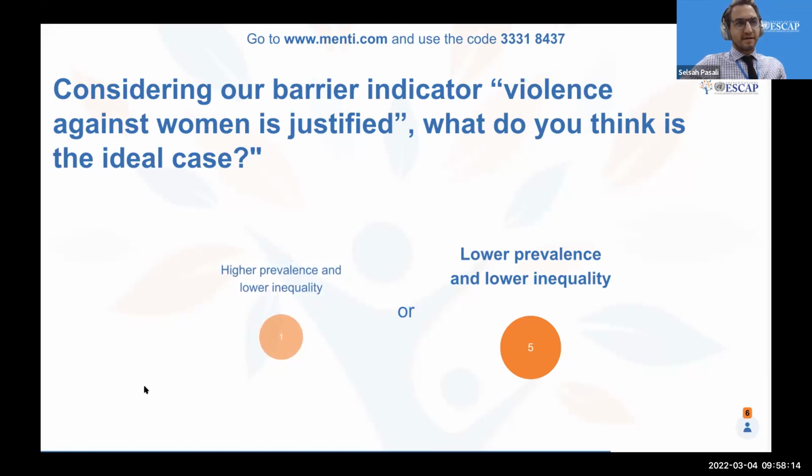Yeah, I think the tendency is going in the right direction. We want lower prevalence for barriers and lower inequality. Thank you very much for your responses.